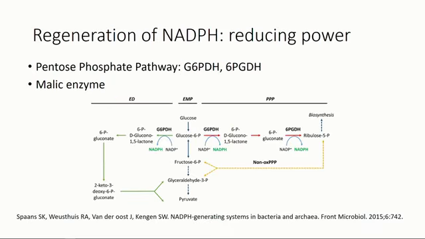So NADPH is primarily created through the pentose phosphate pathway. This is an alternative pathway to glycolysis. So glucose, when ingested, will go to glucose 6-phosphate, and it can either go through glycolysis or through the pentose phosphate pathway. And there are several steps and mechanisms by which this pathway can be modulated.